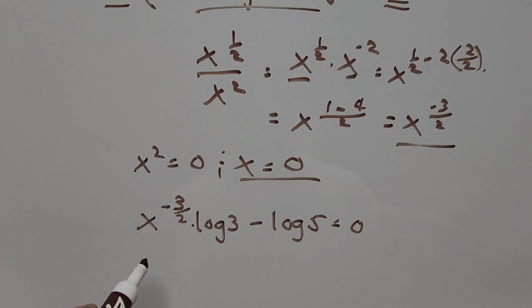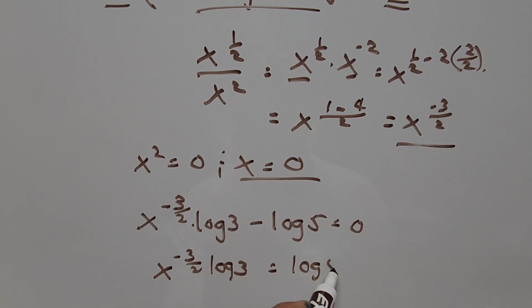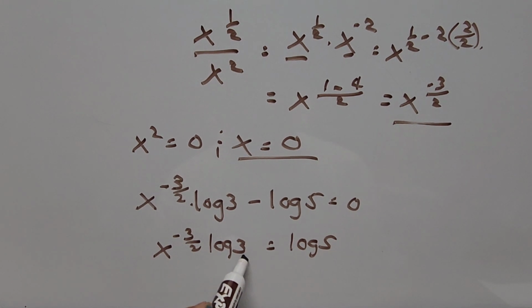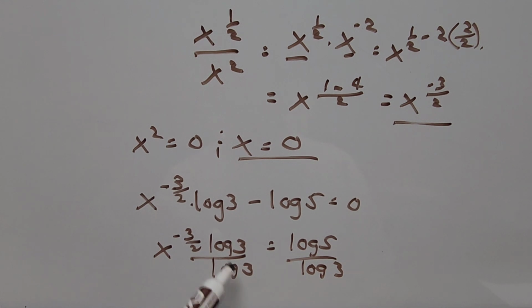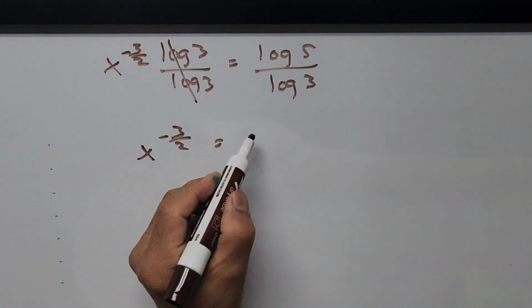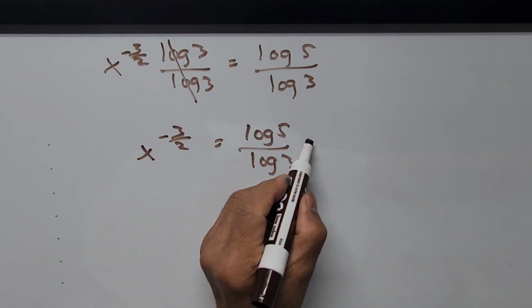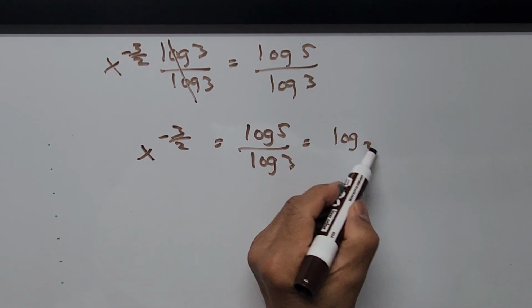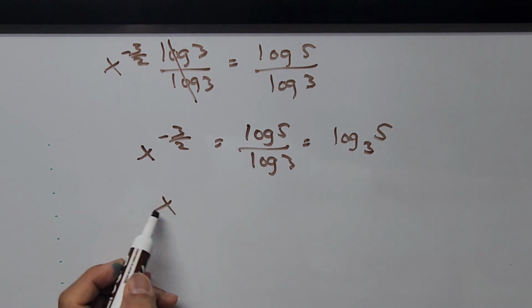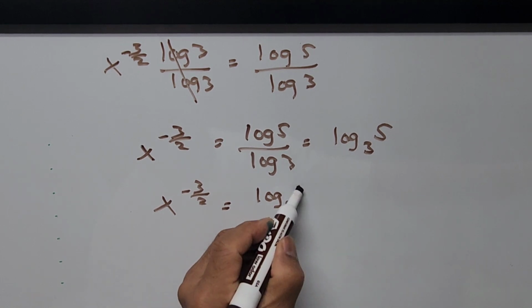Isolating the variable by itself, we have x to the power of -3/2 times log of 3 equals log of 5. We divide both sides of the equation by log of 3. So we ended up canceling log of 3 on the left hand side. So x to the power of -3/2 equals log of 5 divided by log of 3, or this can be written the same way as log base 3 of 5. So we have x to the power of -3/2 equals log base 3 of 5.